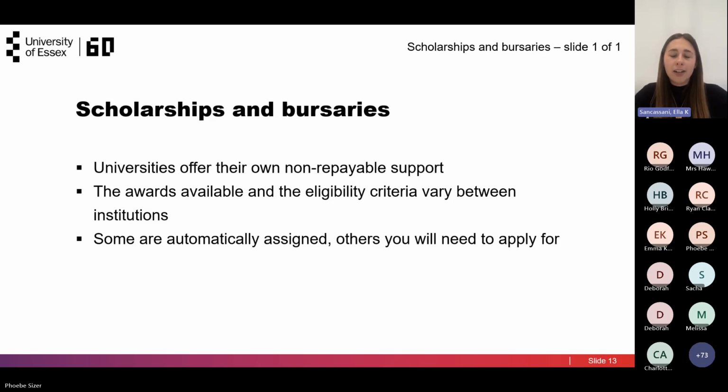So it's really worth looking into their UCAS choices and having a look at the support available from those universities, and thinking about how they get that scholarship or bursary if there is one available to them.